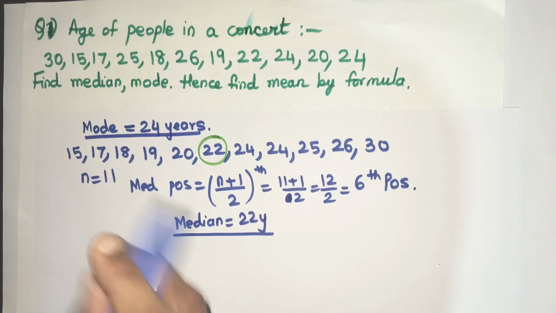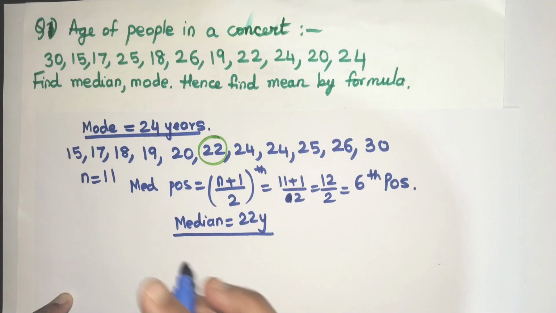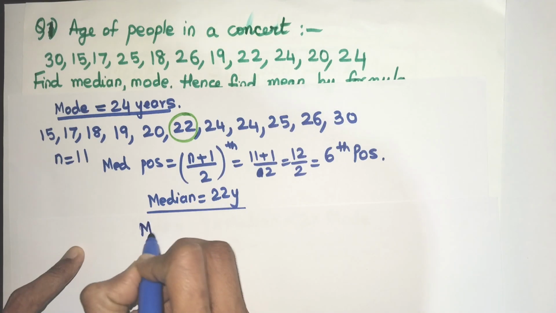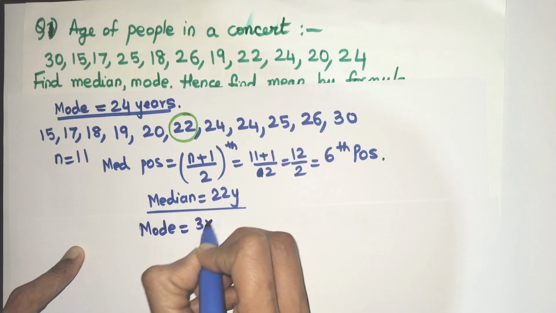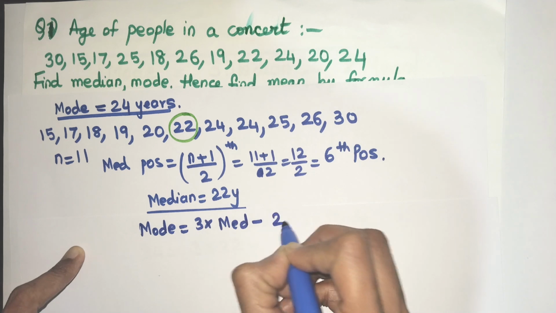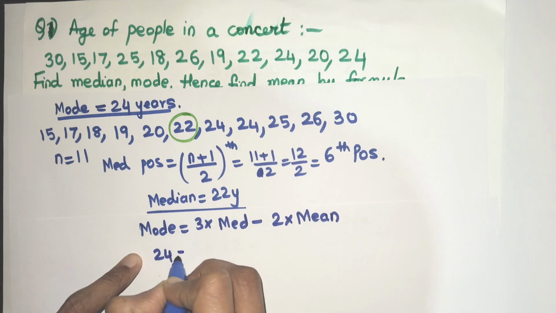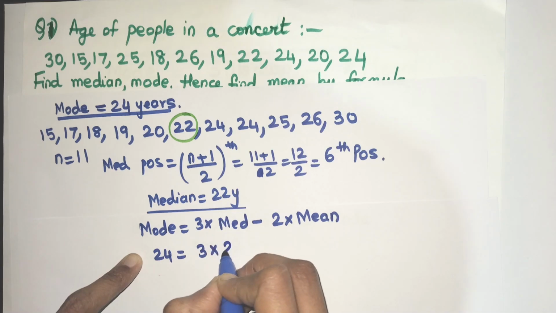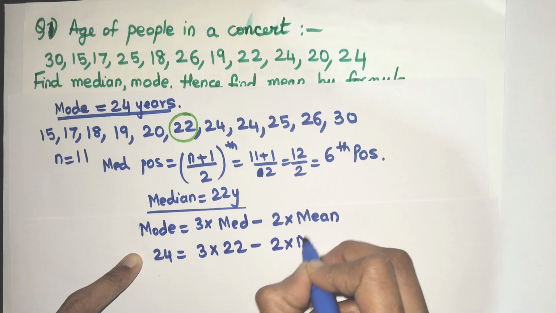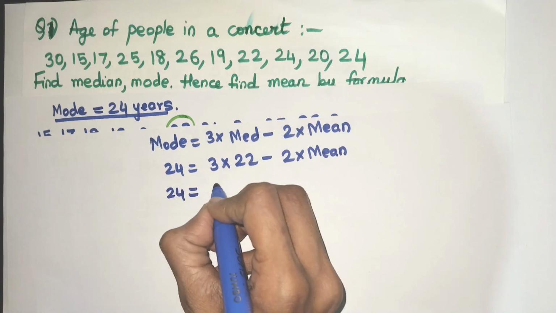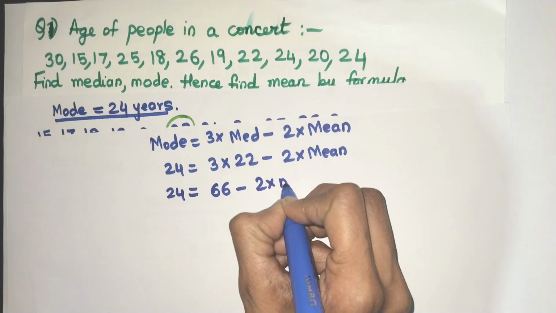So we have got the mode, we have got the median. Now, using these two, how are we going to find the mean? Yes, we are going to use the empirical formula. So shall we write the empirical formula? What is it? Yes, it is going to be mode is equal to 3 times the median minus 2 times the mean. So let's substitute. Mode is going to be 24 is equal to 3 into median, which is 22, minus 2 times the mean. We have to find this value. So 24 is equal to 66 minus 2 times the mean.